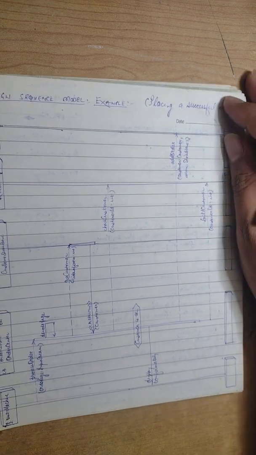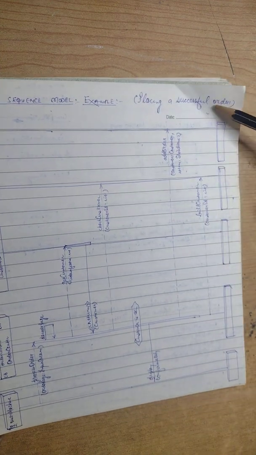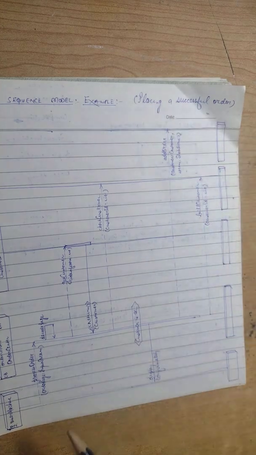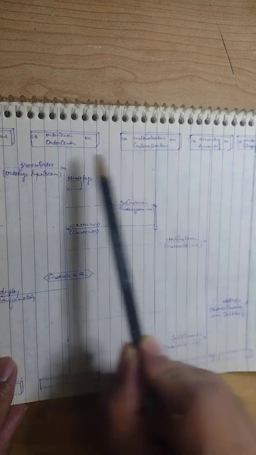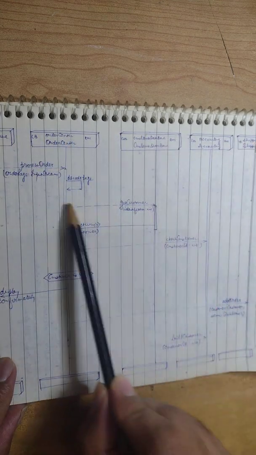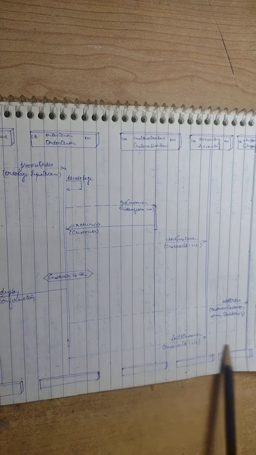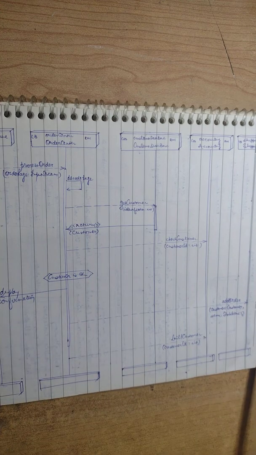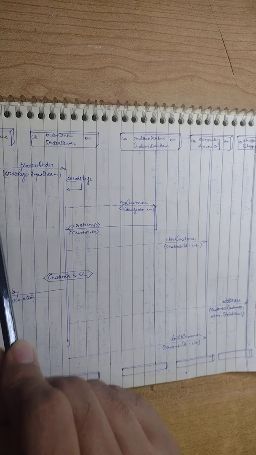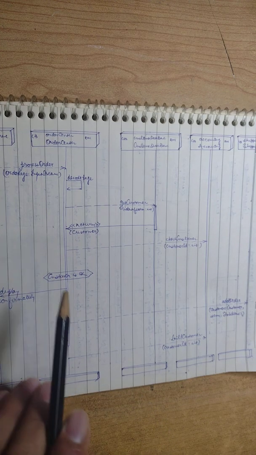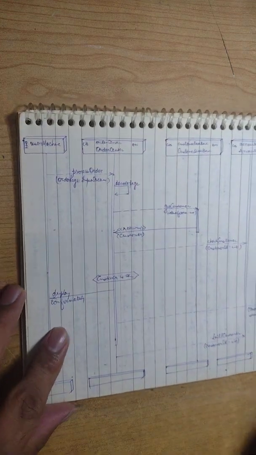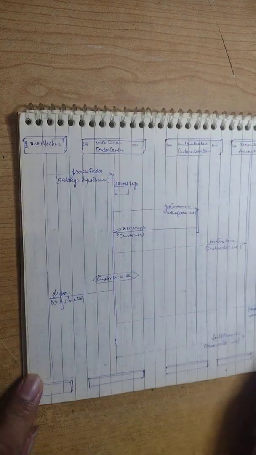This is also one of the sequence models. It shows the various modules and how they are interfacing with each other. So all these things are there, and it shows the complete workflow of the order which is being put by the user, and how the complete processing is being done.